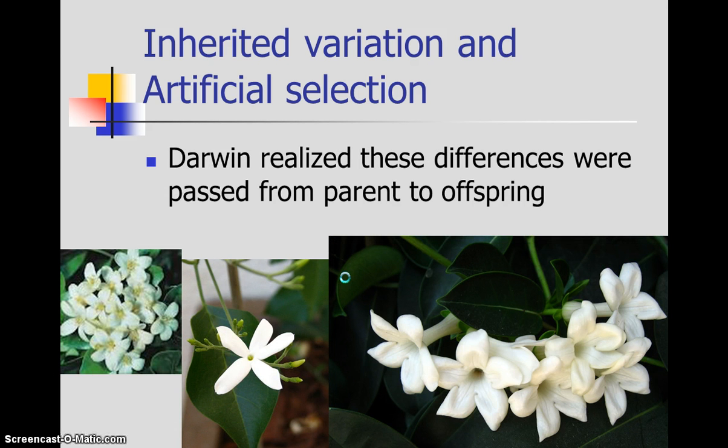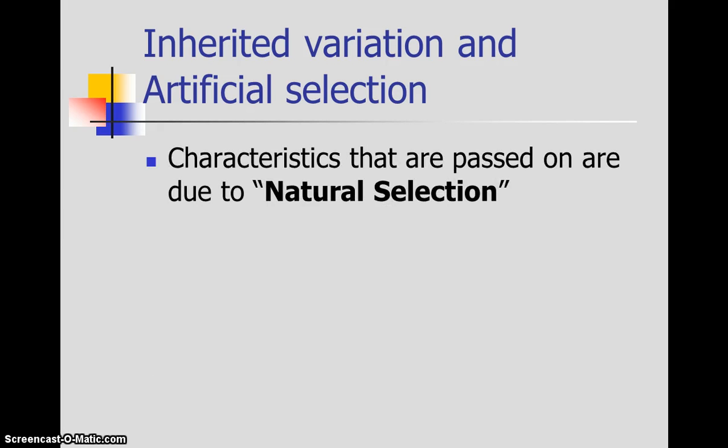Darwin realized that these differences were passed on from parent to offspring. So parent to offspring, we just learned about how DNA is copied. So it's passed on from one parent to their offspring, like you would pass on your traits to your kids. Characteristics are not passed on due to natural selection.